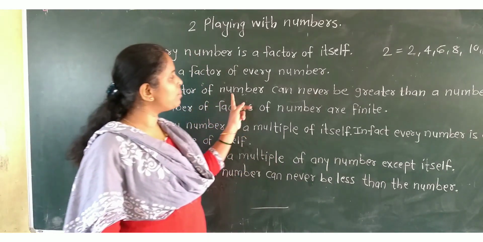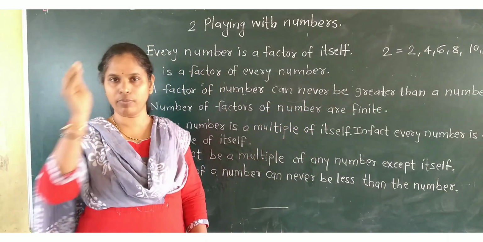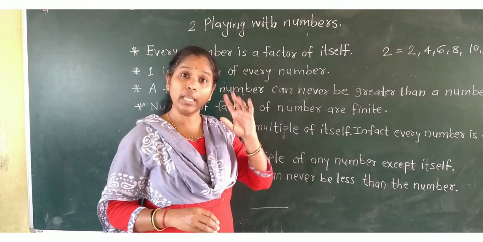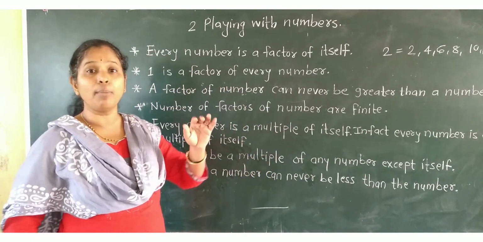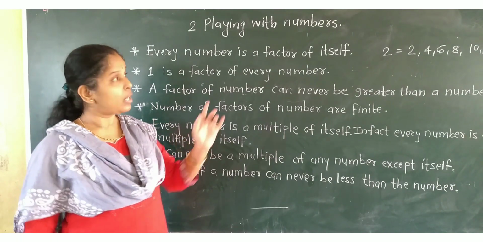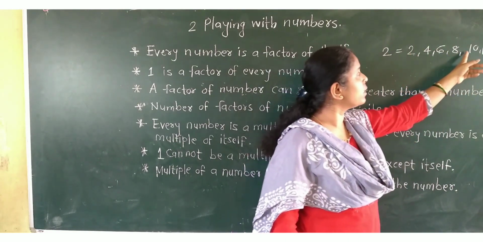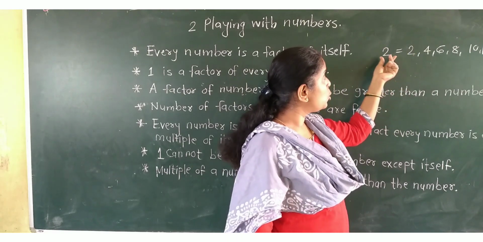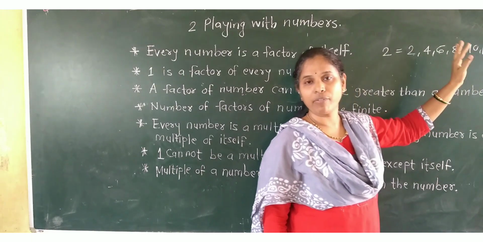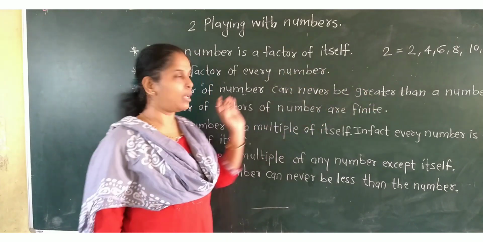Next, a factor of a number can never be greater than the number. Now suppose numbers are given and the question is to find a factor of the given numbers, then keep in mind your answer should be less than that given number whose factor we have to find. Now here see, 4, 6, 8, 12, and all. So 2 is a factor, and look at this number. Is it greater than this number? No, never. So a factor of a number can never be greater than the number.